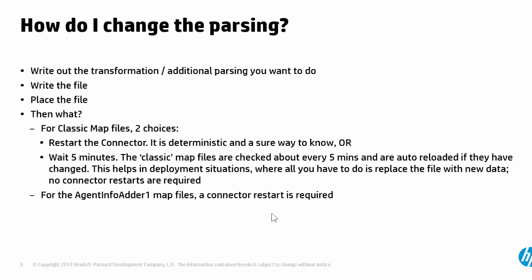You've got to write out the transformation and additional parsing you want to do. You've got to write the file and place it where it needs to actually go. Now, for classic map files, you've got two choices. You can either restart the connector, or you can wait 5 minutes. Your choice. However, if you do the post-DNS version of these expression map files, you've got to do a connector restart. Not a huge big deal, but just be wary of that.